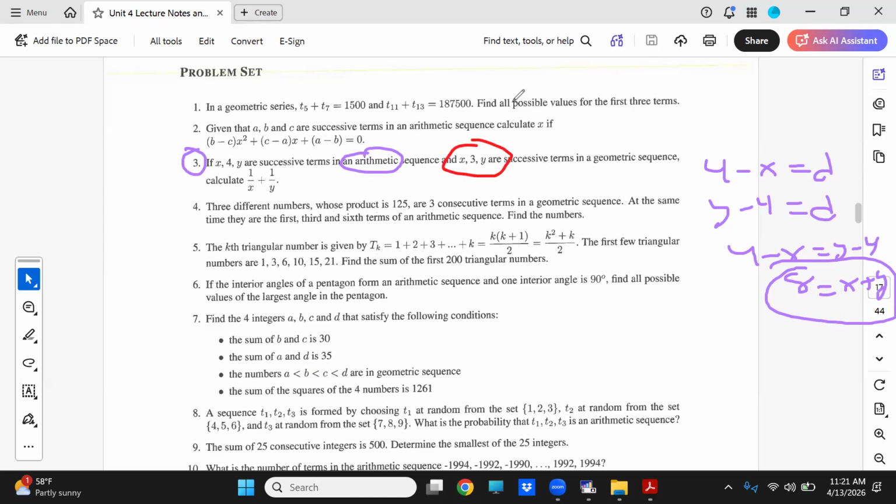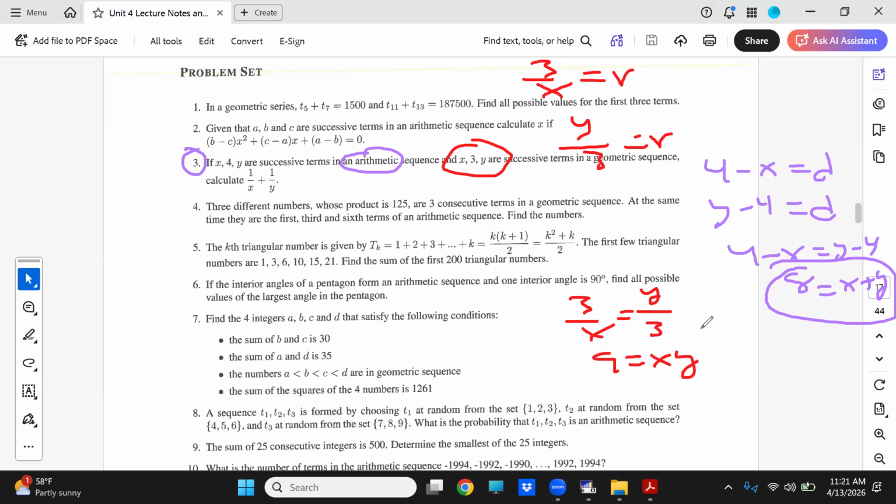These are geometric. So 3 over x, would that equal the common ratio, right? Because those are consecutive terms. Wouldn't y over 3 also equal r? So doesn't 3 over x equal y over 3? If you cross multiply, what do you get? xy equals 9. Now I've got two equations, two variables.